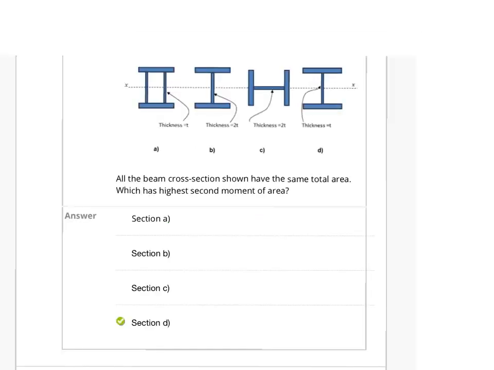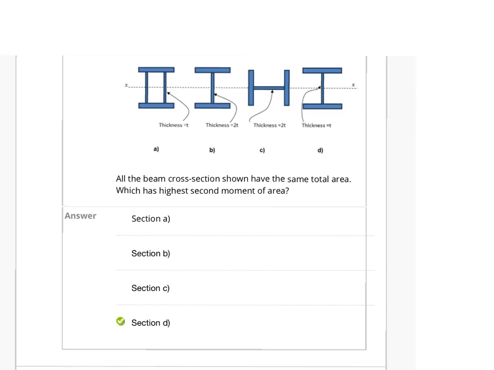This is a bit of a conceptual problem here. We have given 4 cross sections, and we have said that all of them have the same cross sectional area. We have to find out which has the highest second moment of area about the axis xx. Now we know second moment of area will be higher if the area is as far away from the neutral axis as possible. So the more area is away from the axis from which you are calculating second moment of area, the higher the second moment of area.